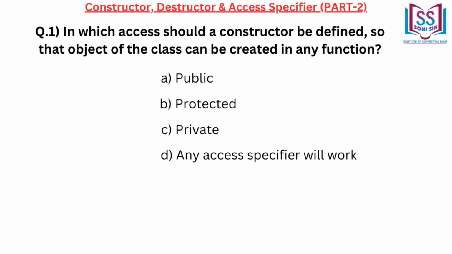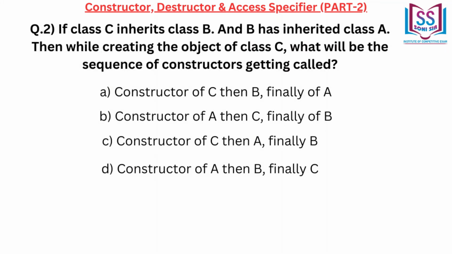In which access should a constructor be defined so that object of the class can be created in any function? A. Public. B. Protected. C. Private. D. Any access specifier will work. Correct answer A. Public.